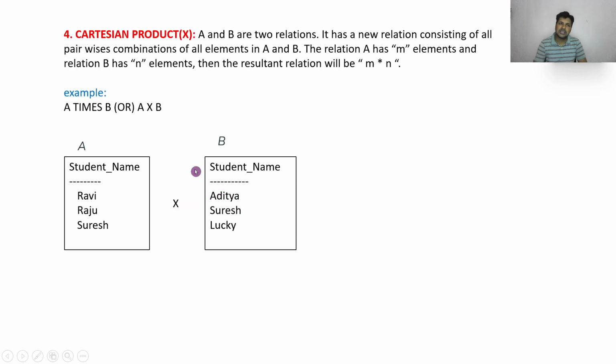Right. Next, Cartesian product. The word product itself says that it's a multiplication. So what happens, A and B are two relations, right?